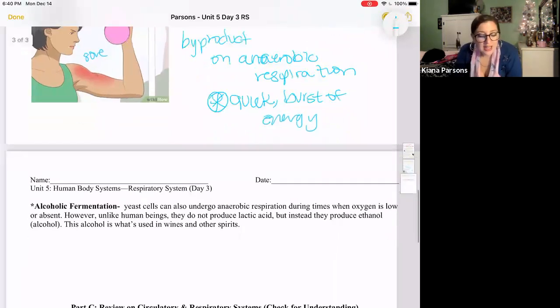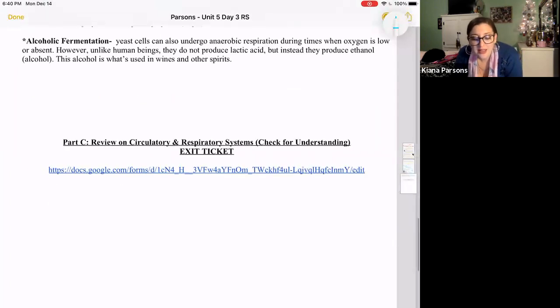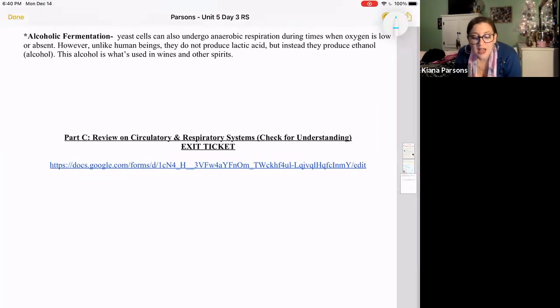Fun fact, yeast cells can also undergo anaerobic respiration, not in the presence of oxygen, during times when oxygen is low, like in a jug. However, unlike human beings, they do not produce lactic acid. Instead, they produce ethanol. And this alcohol is what's used in wines and other spirits.